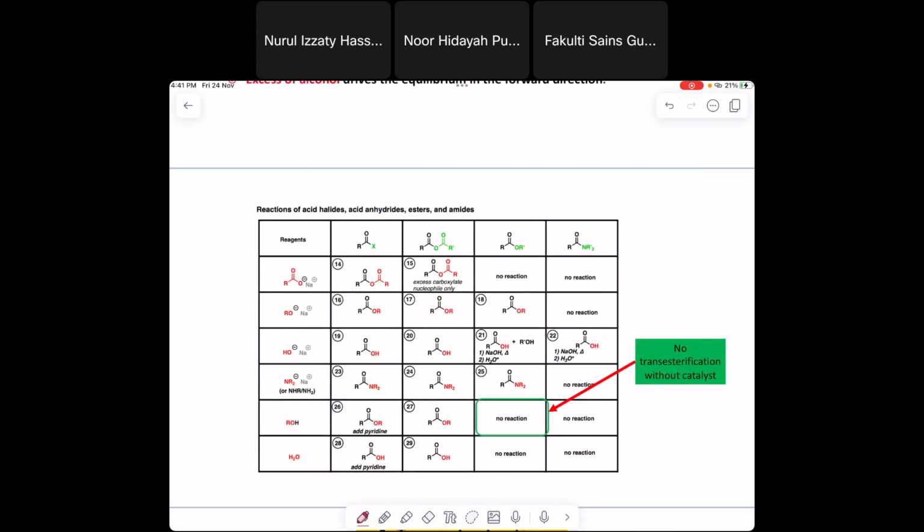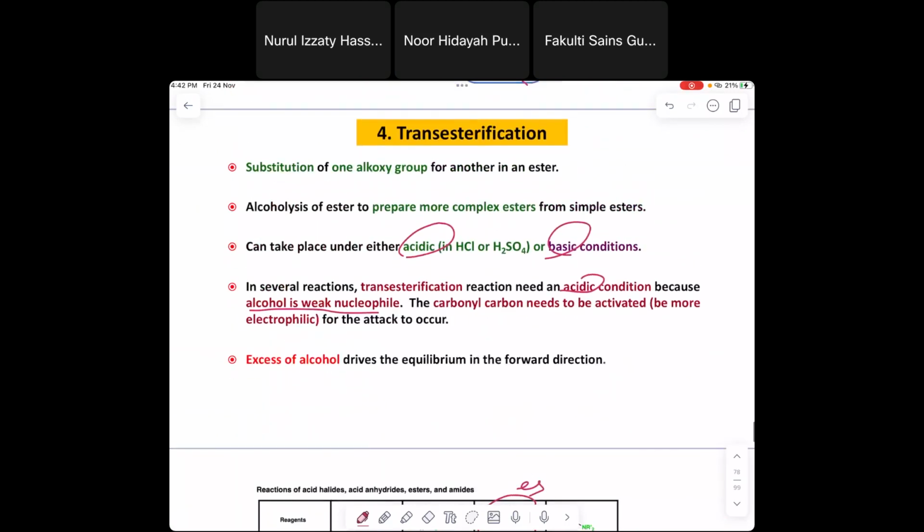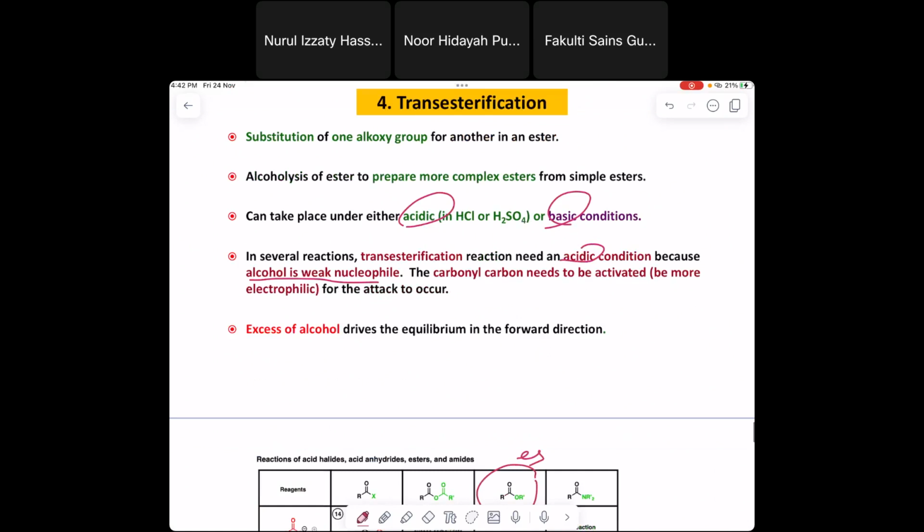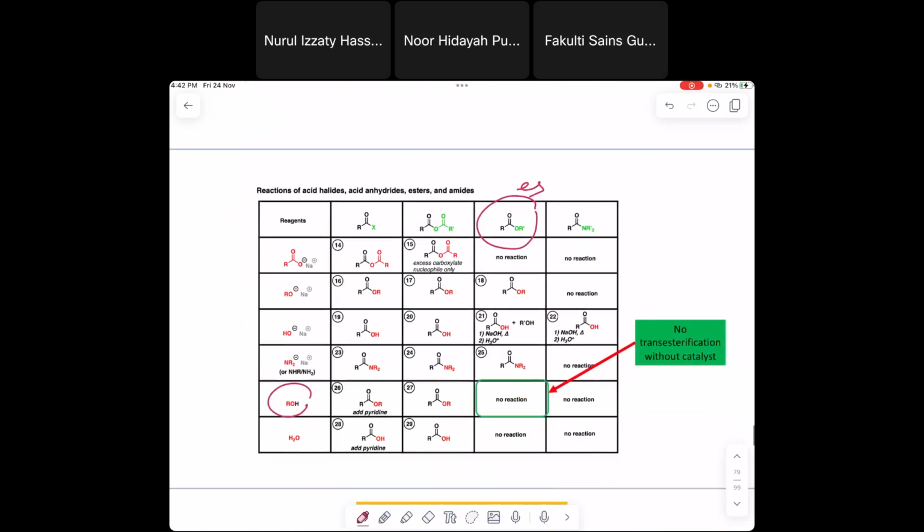Sebab kalau you tengok kat sini, there's no transesterification without a catalyst. Kalau tengok kat sini dalam notes tu, ester dengan alkohol, this is actually transesterification lah kan. Tapi no reaction dia kata, sebab kita tak mention kat sini apa-apa acidic or basic. But it could happen if we have acid or base condition. Just for you to remind.